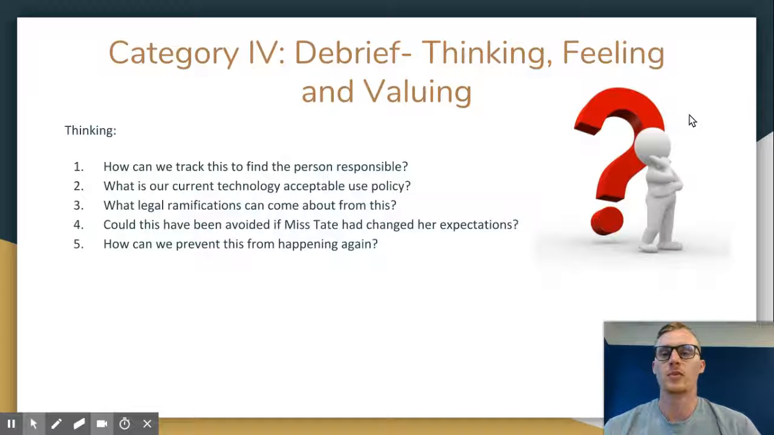Number 4, could this have been avoided if Ms. Tate had changed her expectations? So she was made aware beforehand about maybe making some changes to her class. If she would have made those changes, would this have happened?